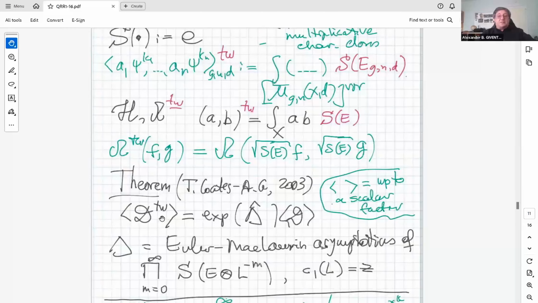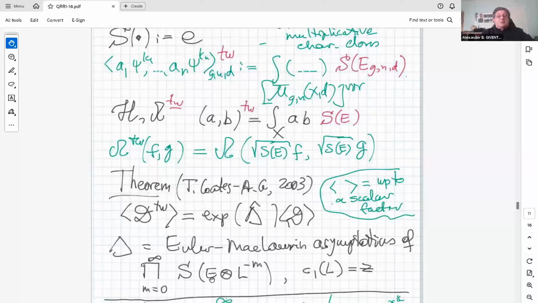What is a quadratic Hamiltonian? And the statement that was written here is the Euler-Maclaurin asymptotics of this infinite product. So what is it here? S is my multiplicative, invertible multiplicative characteristic class.